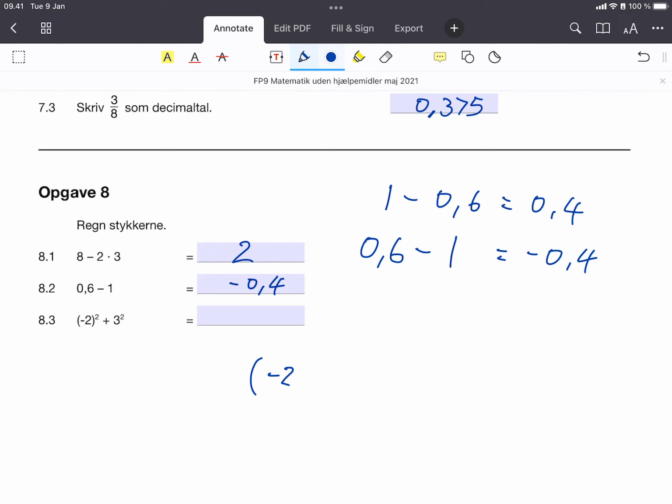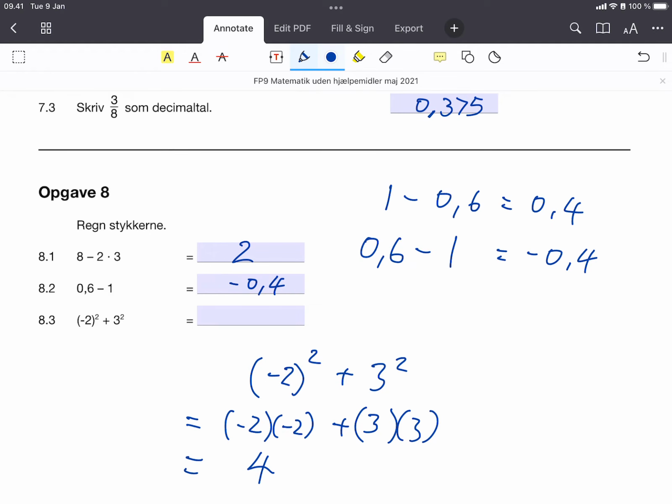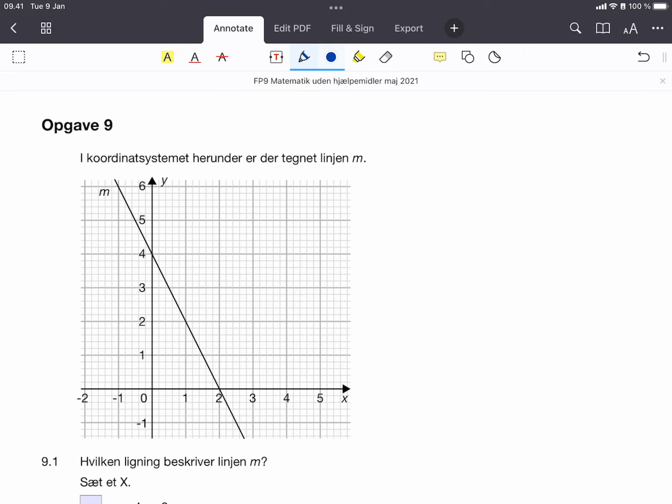Okay, minus 2 squared plus 3 squared. So minus 2 squared means minus 2 times minus 2. And 3 squared means 3 times 3. Minus 2 times minus 2 is 4. Minus times minus makes plus. 3 times 3 is 9. So it's 4 plus 9, 13.